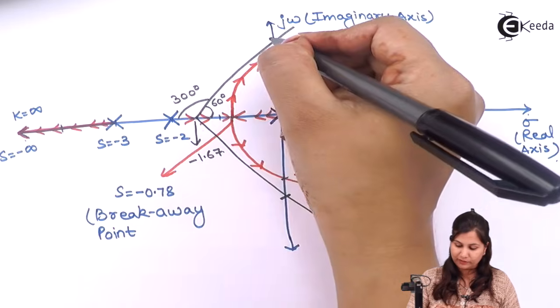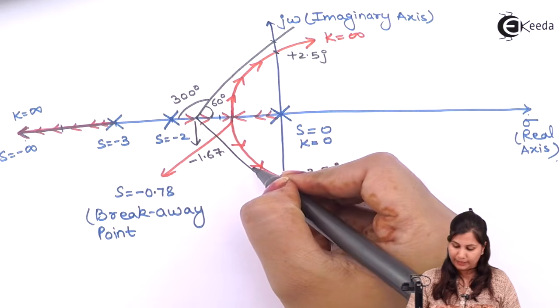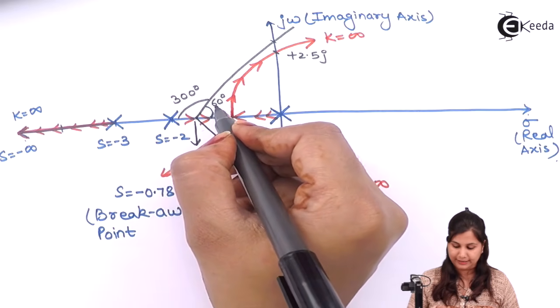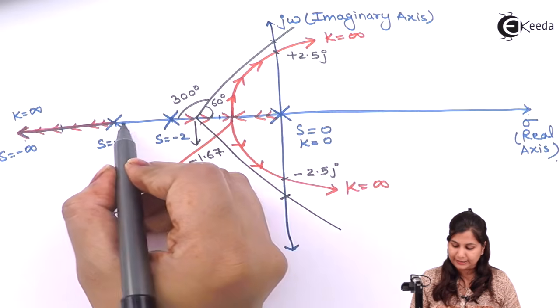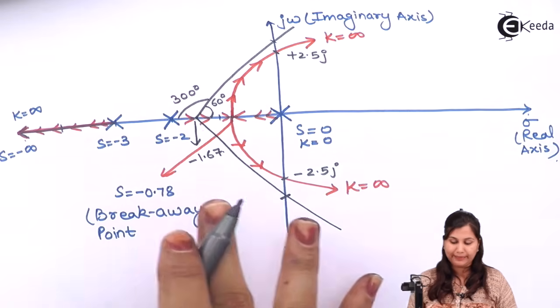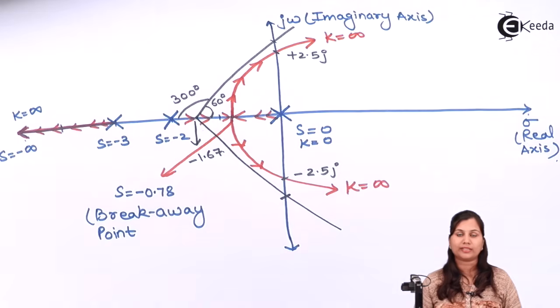And asymptotes, we have three asymptotes: we are having this angle as 60 degrees, this as 300 degrees, and this is the third asymptote which is having the angle 180 degrees. Okay, so this is the complete root locus diagram of this system.